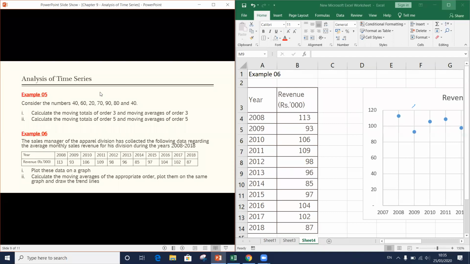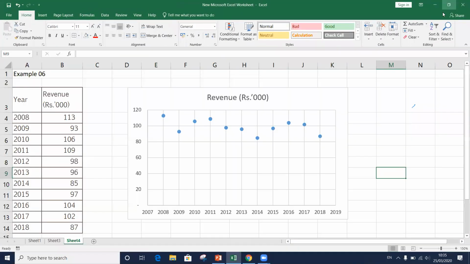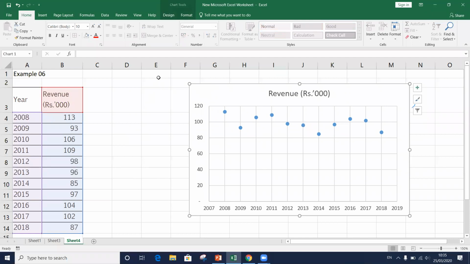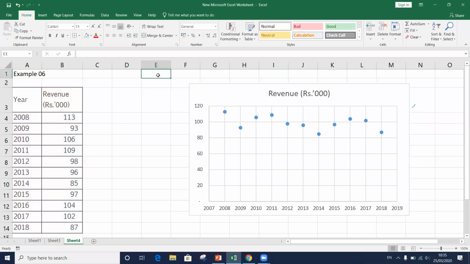In the earlier example, it was moving totals of order 5, moving averages of order 5; the order was given. But in example number 6, we are not told the order. They have not given us the order. We need to determine the order. We need to determine the appropriate order.